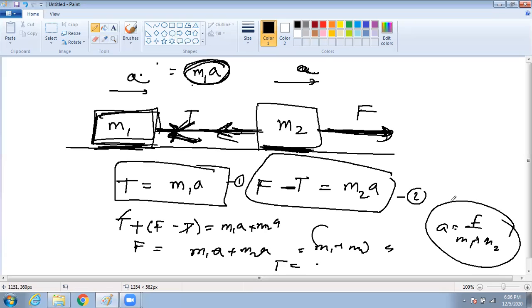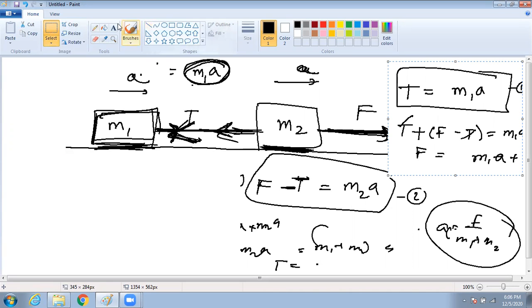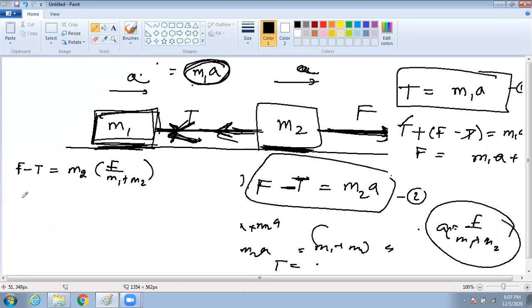Correct? Yes, beta. Yes, sir. But we have to get two things: one is the acceleration and one is the tension. Now we got the acceleration. Now let us substitute the value of A in the second equation. Which equation? This equation. So F minus T is equal to M2 into F divided by M1 plus M2. So this goes this side, this comes this side. So F minus M2 into F divided by M1 plus M2 is equal to T.